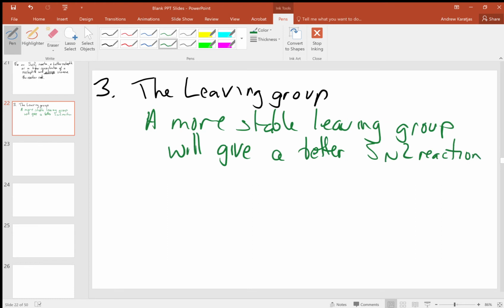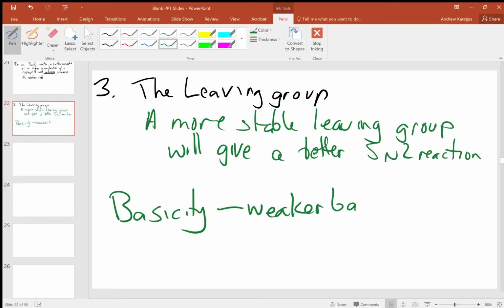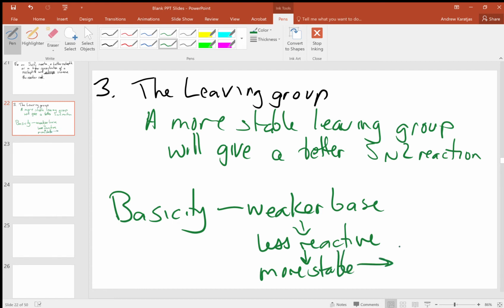But how do we gauge what's a better leaving group? Well, in general, we can look at basicity. And as we know, if something is a weaker base, that means it's less reactive. If it's less reactive, it's going to be more stable. And if it's more stable, then in general, that will be a better leaving group.